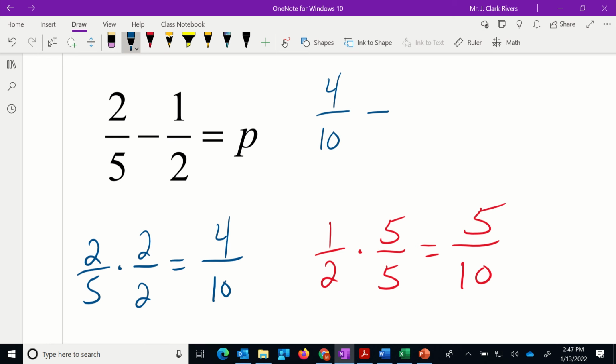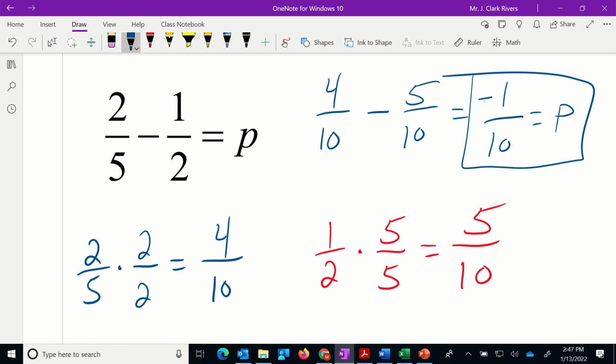So it's 4/10 minus 5/10 equals what? Negative 1/10. That's equal to P. So negative 1/10 is equal to P. Questions on that?